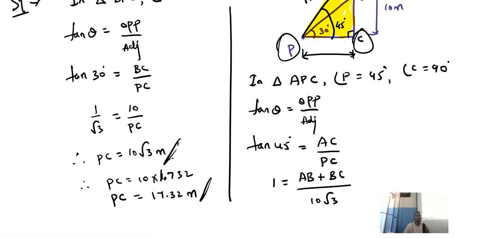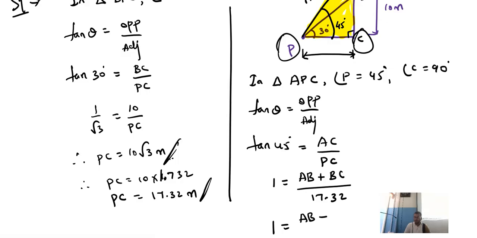Substitute it as 10 root 3 only, because if you start simplifying first, later you can directly substitute the value of 10 into root 3. Okay. Now, sir, I will substitute 17.32 only. We know directly the PC value is 17.32. Substitute 17.32. Now you cross multiply. Before cross multiplying, first you substitute.